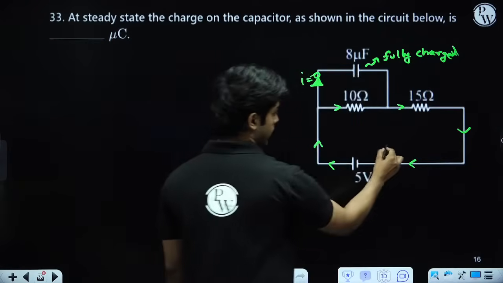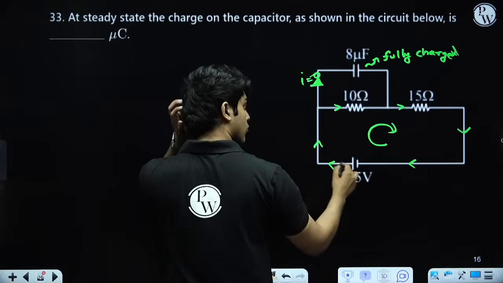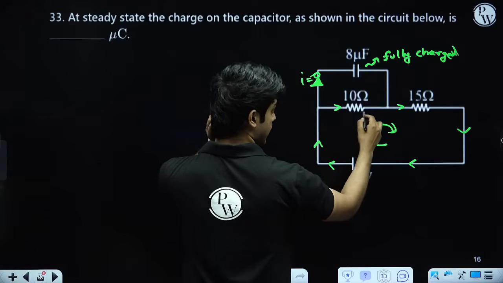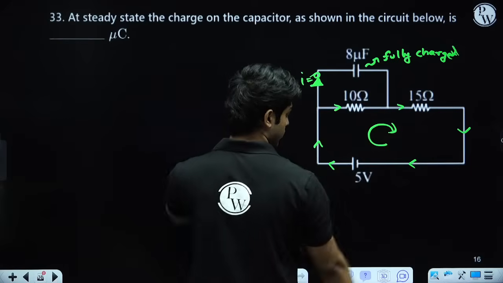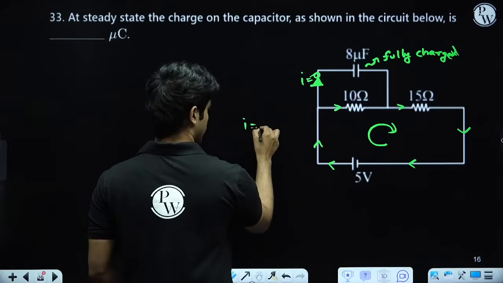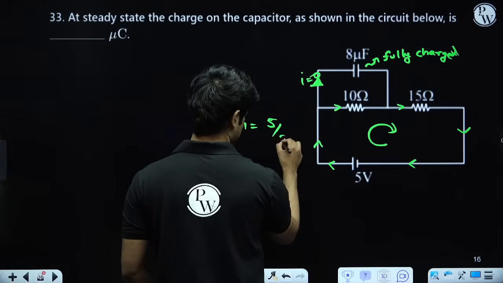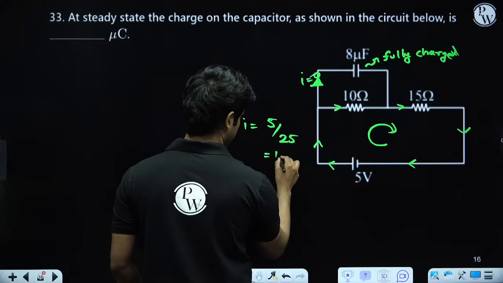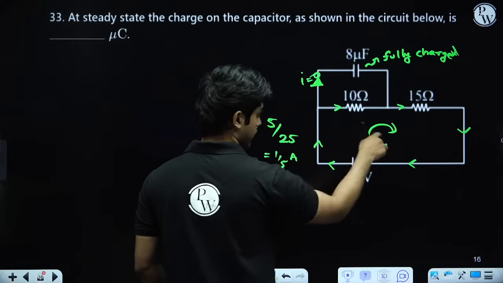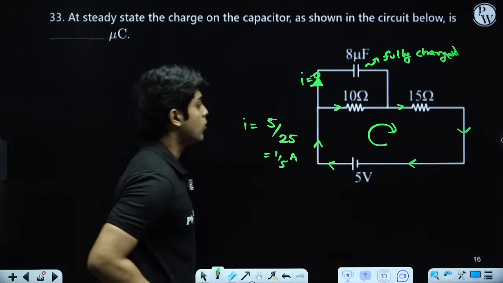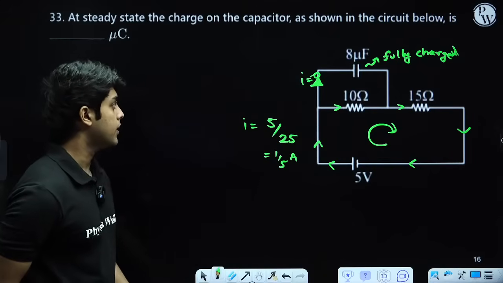So we can use one KVL equation. 5 minus 10i minus 15i equals 0, which means i is equal to 5 divided by 10 plus 15, which is 25, so 1 by 5 ampere. This is the current that will be flowing once steady state is achieved.